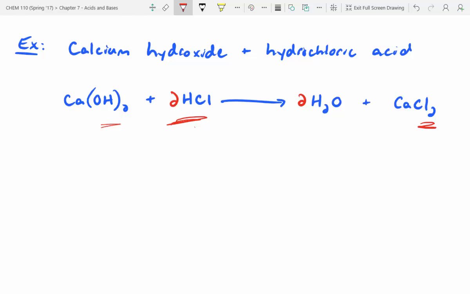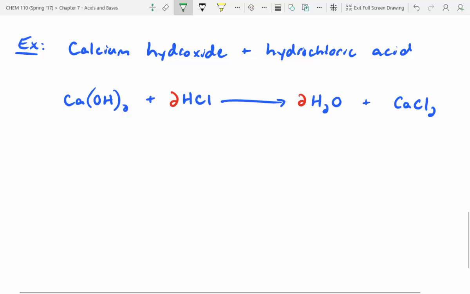On this side, we've got 2 hydrogens, that's 4. And over here we have 4. So the hydrogens are balanced. Let me erase this. Let's do calcium. We've got 1 calcium on the left, 1 on the right, so that's balanced. Now let's do oxygens. We've got 2 on the left, 2 on the right, so that's balanced. If we look at chlorines, we've got 2 on the left, 2 on the right, so it looks balanced. Let's do this using pictures, and hopefully we can make more sense of this too.